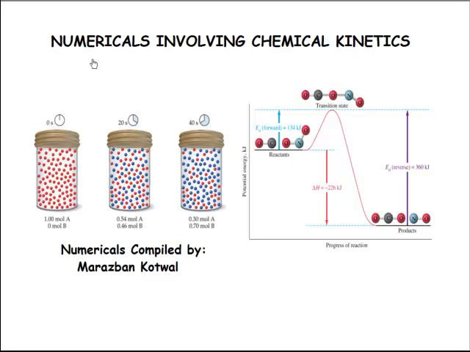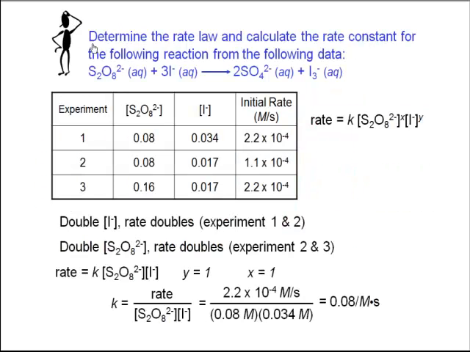Hi, in this part of the video, I am going to solve a few numericals involving chemical kinetics. Let's have a look at this numerical. Determine the rate law equation and calculate the rate constant for the following reaction from the following data. So this is the reaction between persulfate and iodide ions to form sulfate and I3-.